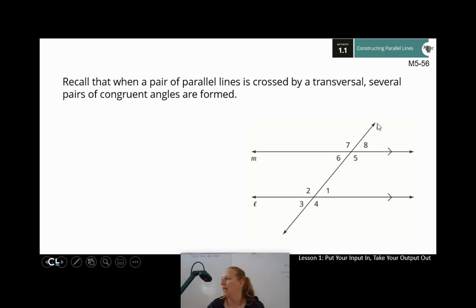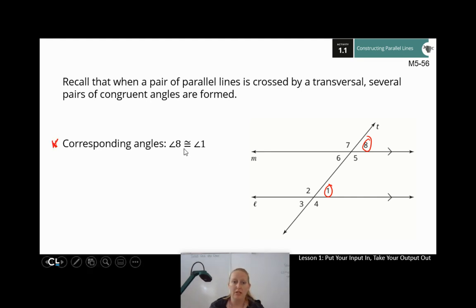So I have 2 parallel lines, I have a transversal, and it creates a whole bunch of angles. And there's a whole bunch of these that are congruent. For example, corresponding angles that are in the same place, right? Like angle 8 and angle 1. See how they're in matching positions? We call them corresponding angles. They're congruent. They're equal to each other. Since these lines are parallel, angle 8 and angle 1 should be congruent to each other, okay?